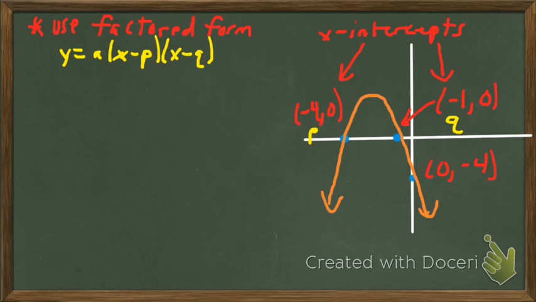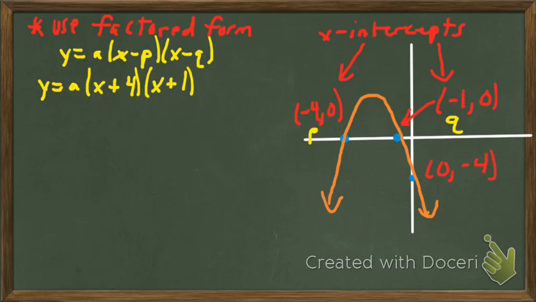And the reason that'll work is because if you know the two x-intercepts, then one of those will be the value of p, the other one will be the value of q. And so you can write this much of the equation with just that information. You can say that y is equal to a times, now x minus negative 4 would be the same as x plus 4, and x minus negative 1 would be the same thing as x plus 1. And there you've got everything you need for the equation except for the value of a.